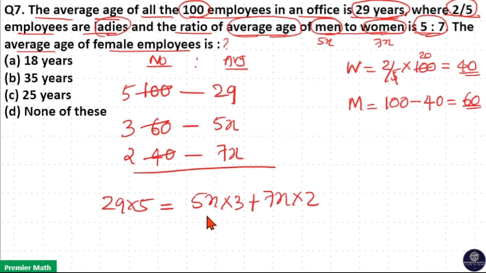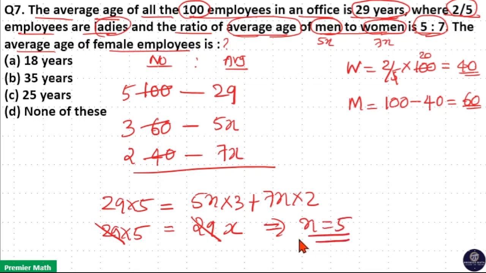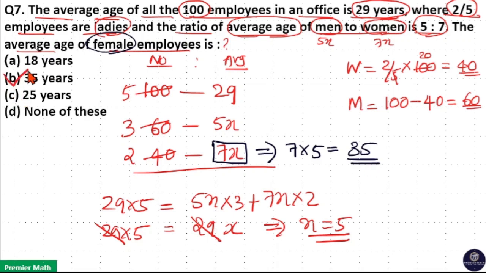Because it is the total age of men plus the total age of women. Now 29 into 5 is equal to 5x into 3, which is 15x, plus 7x into 2, which is 14x. So 15x plus 14x is 29x. Now 29 cancels, which means x is equal to 5. Now our question is, what is the average age of female employees? The average age of female employees is 7x. That means 7 into 5 is 35. So option B is your answer.